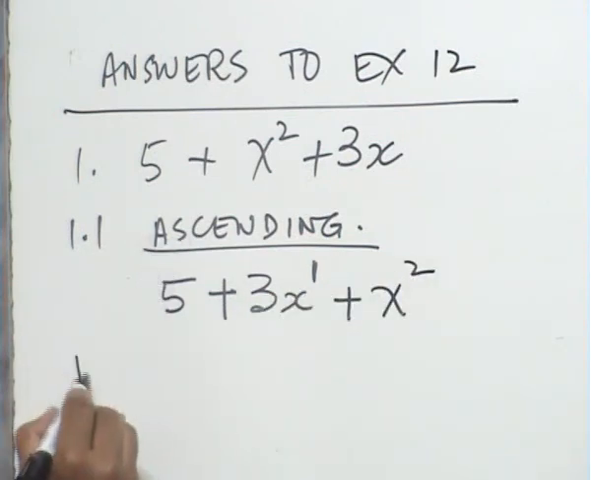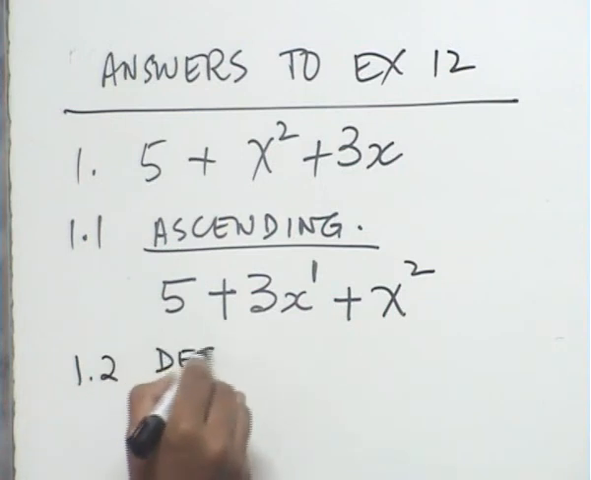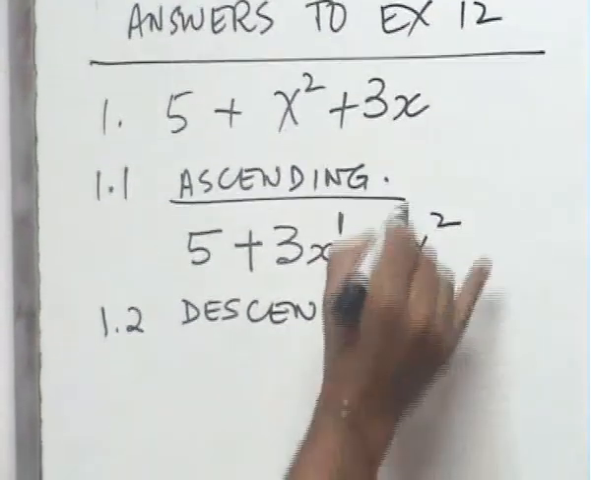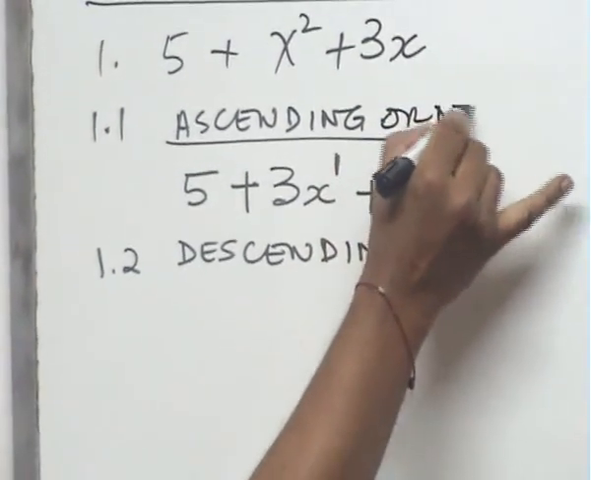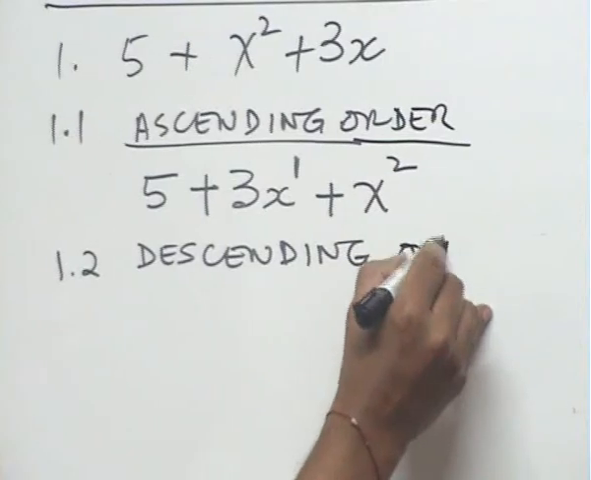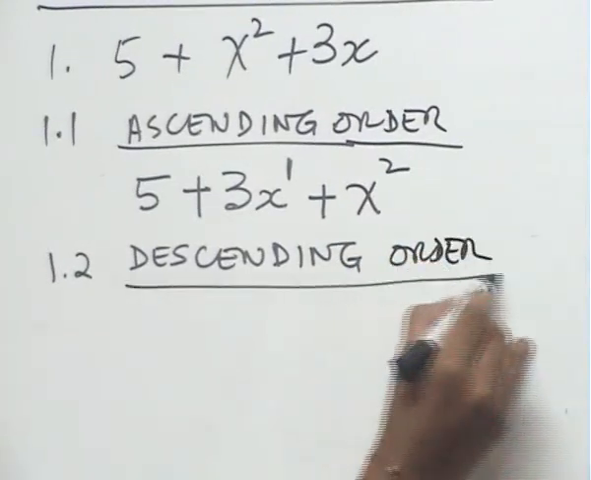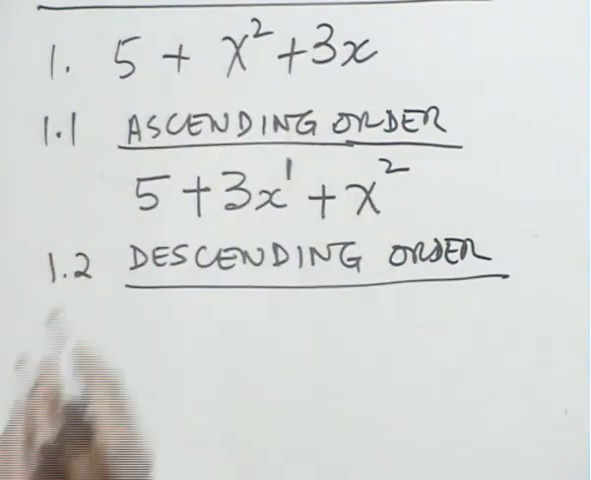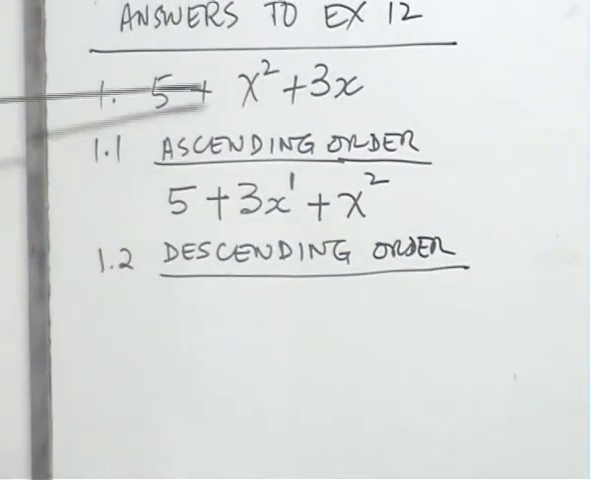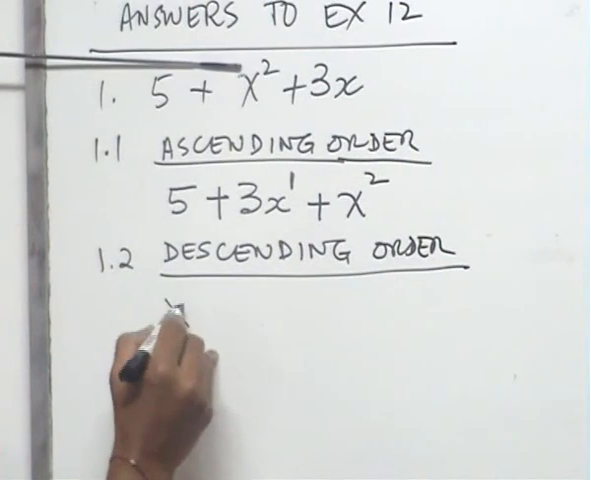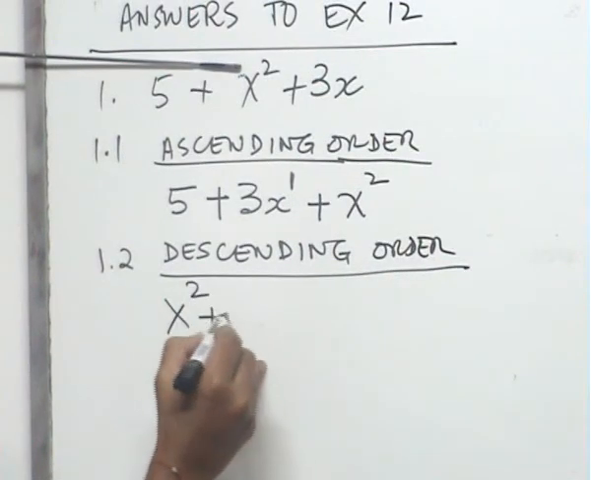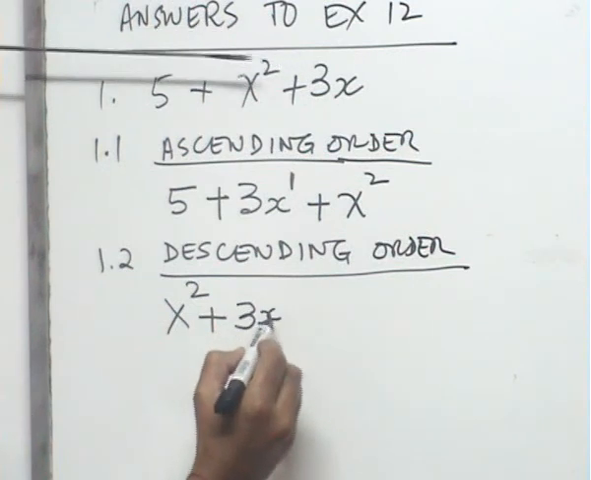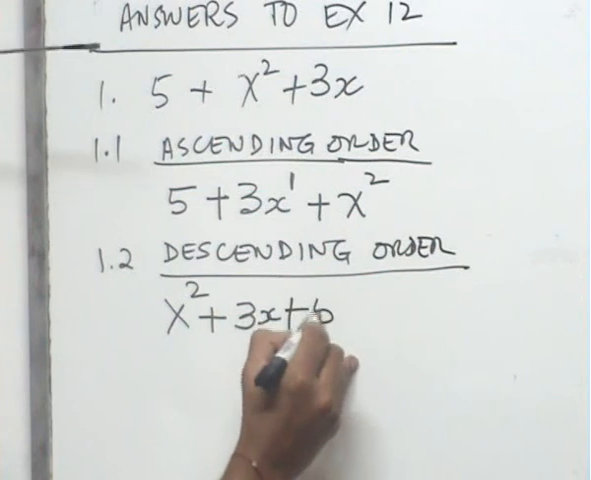Then the same example, you had to arrange it in descending order. Right, descending order means look at the question and start with the highest power. So the highest power is x squared, and then follow by the next power, which is 3x, and then follow by the number.